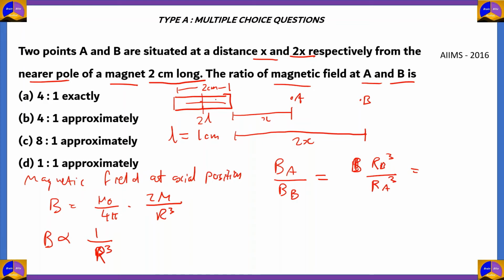And if you're to find the ratio of magnetic field, then the distances are always counted from the center of the magnet. Therefore, the distance of B will now be 2x plus 1 centimeters, the whole cube, divided by, for the point A, x plus 1, the whole cube.